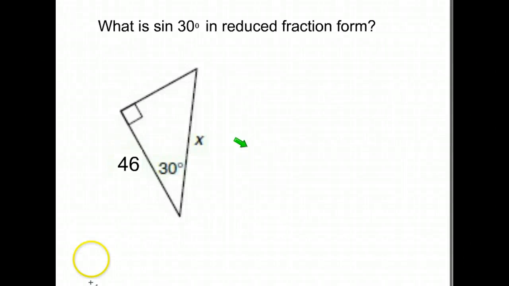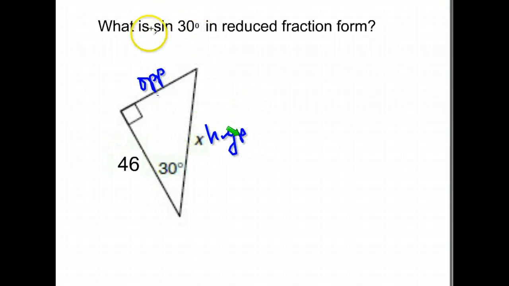All right, so in this question it says, what is the sine of a 30-degree angle in reduced fraction form? Okay, this is kind of a trick question because notice they go ahead and give you some measurements here. Sine, remember, is opposite over hypotenuse, but they gave us adjacent. This would be the opposite side, and here's our hypotenuse. Okay, but they want the sine of 30 degrees in reduced fraction form.